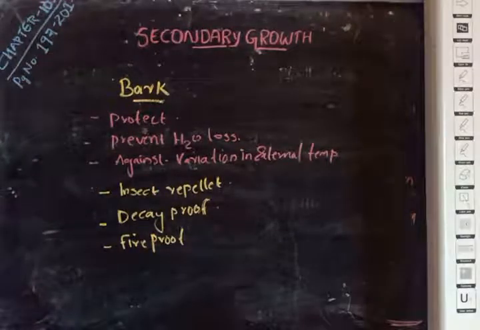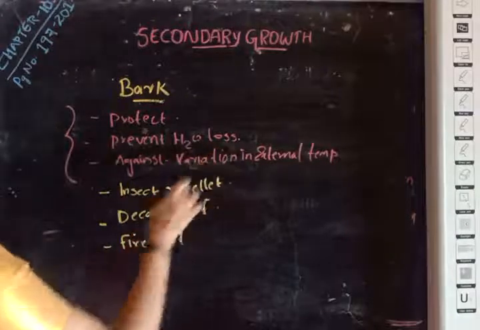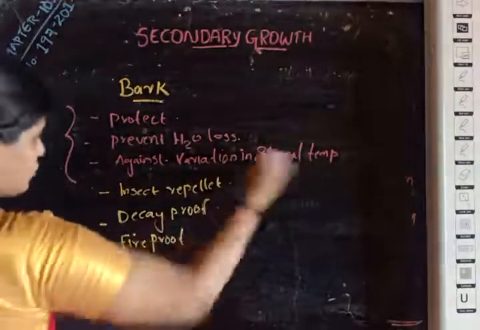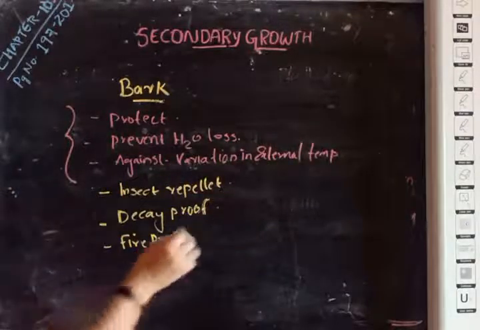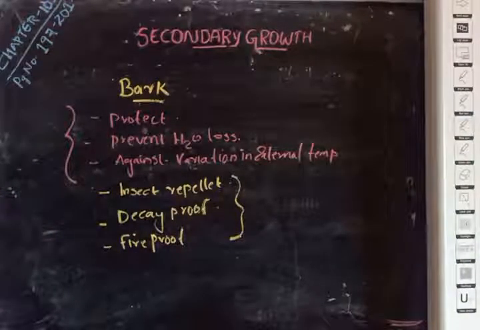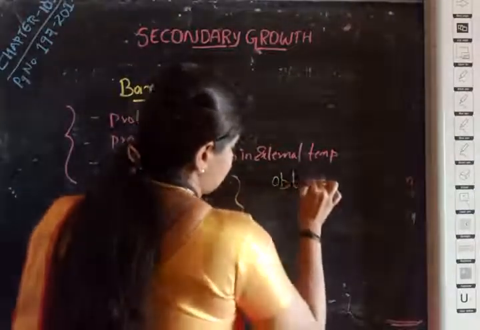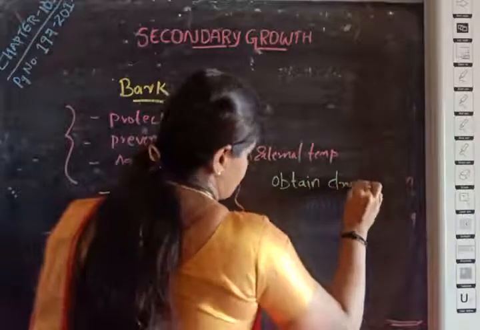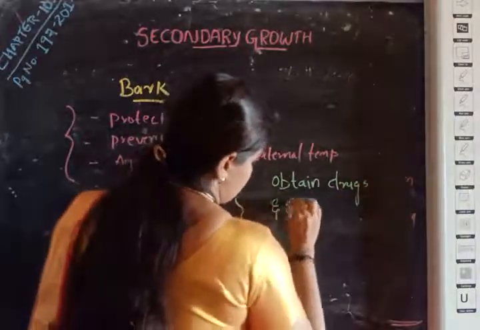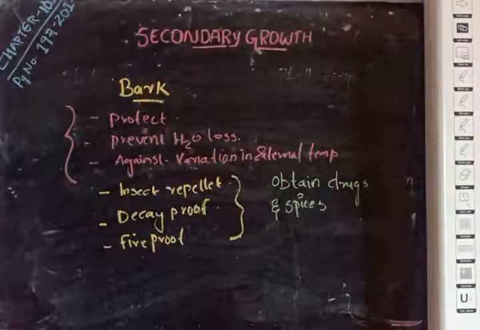Okay, so what are the functions of bark? It protects the plant, it prevents water loss, and it protects against variation in external temperature. Bark is insect repellent, decay proof and fire proof. And we can also obtain some drugs and spices from the bark tissues.